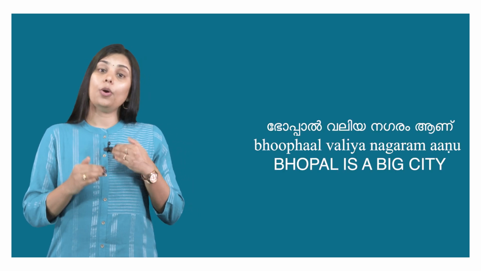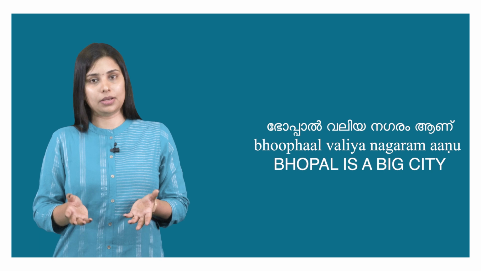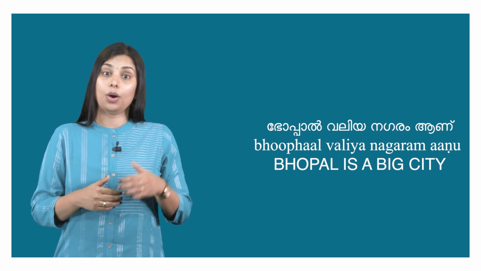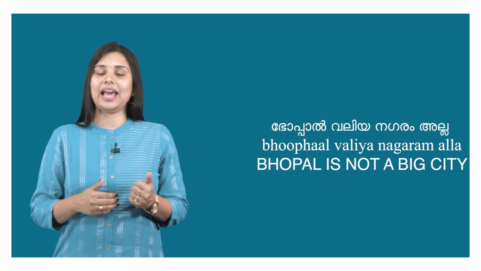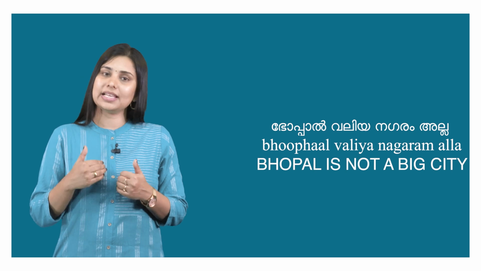In between, you also went through a negative copula of aana called alla. For example, Bhopal വലിയ നഗരം ആണ്. Bhopal is a big city. Bhopal വലിയ നഗരം അല്ല. Bhopal is not a big city.